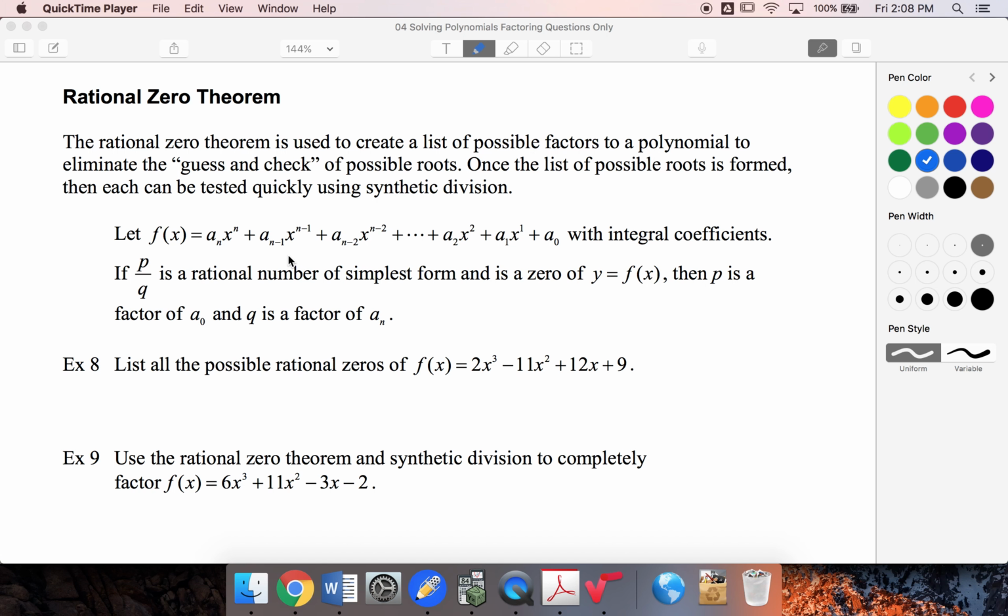So in this video, we're going to talk about something called the rational zero theorem. So let's break down these words. Rational means fraction. Zero, so a number that I plug in and I get zero. Theorem is a rule. So this rule comes into effect when I'm looking to factor a polynomial. And what it helps me do is make a list of possible factors so that I'm not just randomly guessing and checking. I'm checking using synthetic division from a list that I've created.